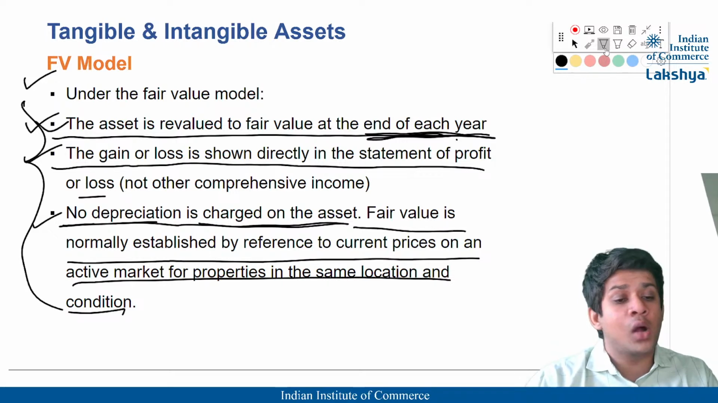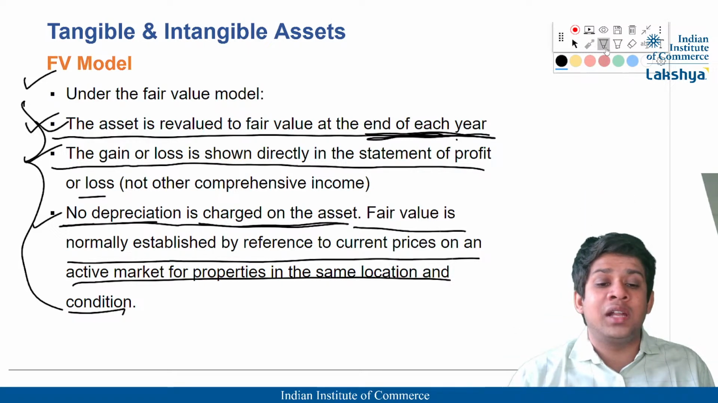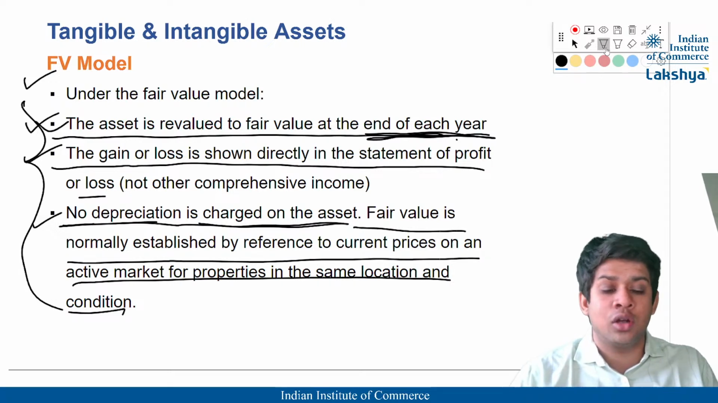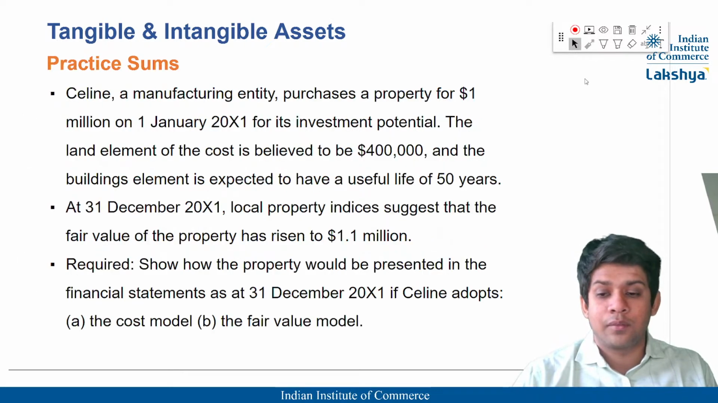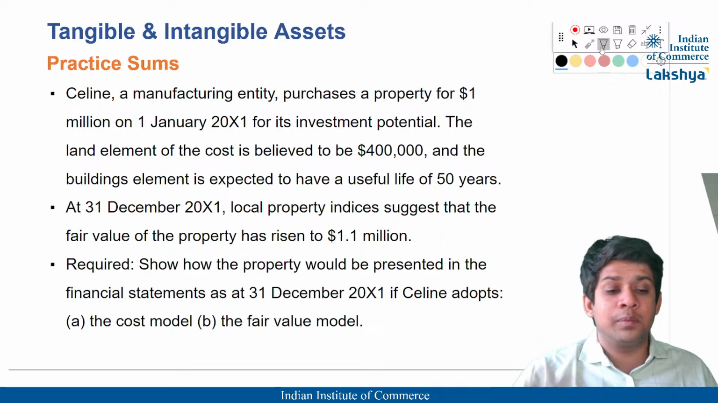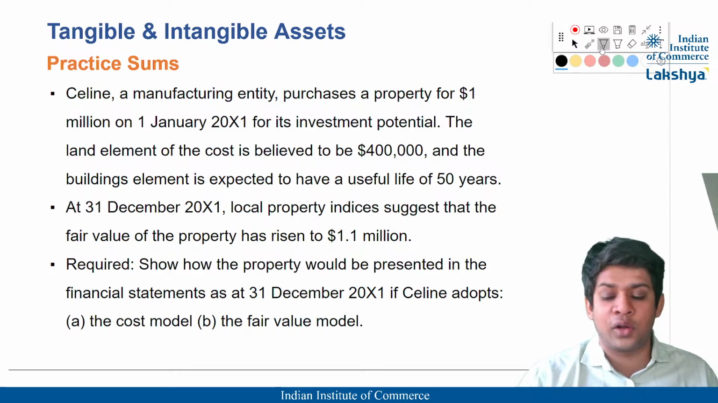But that is not what an accountant is supposed to do. So technically, we just need to know that the fair value of a property is usually determined by taking into consideration the similar location and condition of the property. Okay. So now we have understood the details of the initial measurement and the subsequent measurement. Now let us jump to a sum to understand how you're supposed to account for it.